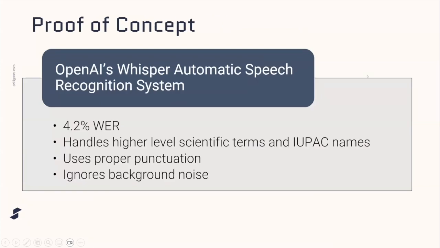So this is the actual model we're using. The automatic speech recognition system we implemented is OpenAI's Whisper. If you're up to date, I'm sure you've been hearing a lot about OpenAI with ChatGPT, DALL-E, and so forth. This model has a word error rate that's comparable to Google, AWS, Microsoft. Those are all around 4.9 to 5, while Whisper has a 4.2% word error rate.